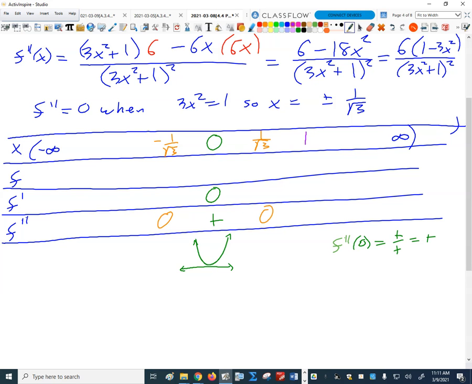if I evaluate the second derivative at 1, I'm going to get 6. That's going to be negative, isn't it? 1 minus 3 is going to be negative. So I'm going to get negative over positive is negative, right? So that's going to be negative. And so this is an inflection point. So I know that this has to be also because I've got symmetry, don't I?